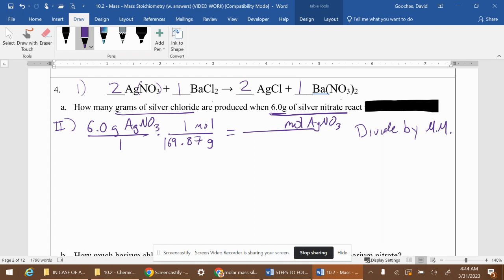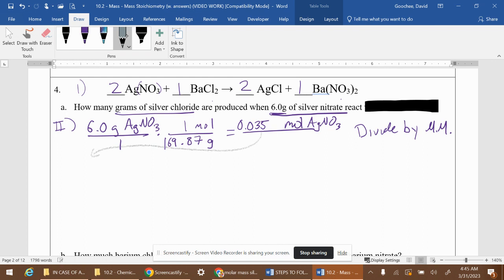So 6 divided by 169.87. It's going to be a small number, guys. 6 divided by 169.87, so we've got 0.035 moles of silver nitrate. Okay, so there we go.